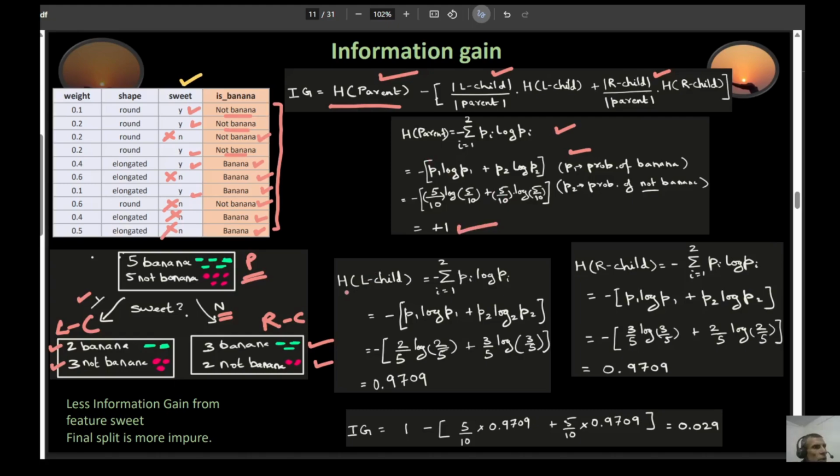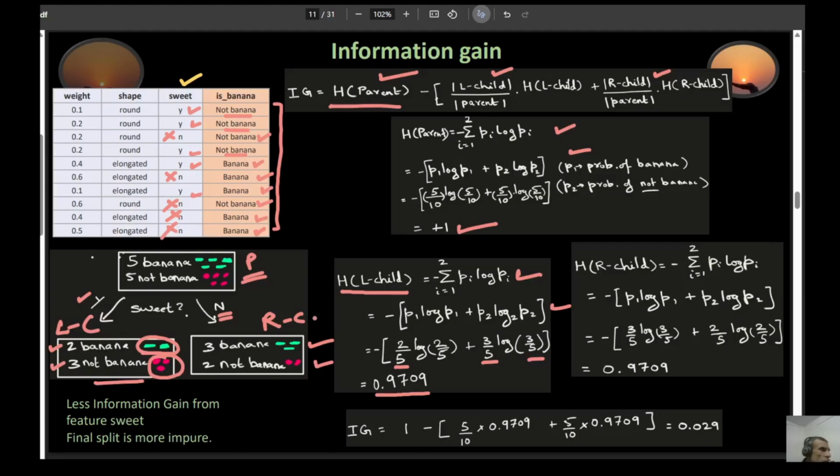Now let's calculate the entropy of the left child. That would be this one right here. Same expression, substitute your values. My P1 would be the probability of banana. The probability of banana is 2 over 5 because there are 2 bananas right here and a total of 5. Likewise, the probability of not banana would be 3 over 5 because there are 3 of them that are not banana. That would be this right here. Substituting the values, your answer comes out to be 0.9709. So this is the entropy of the left child.